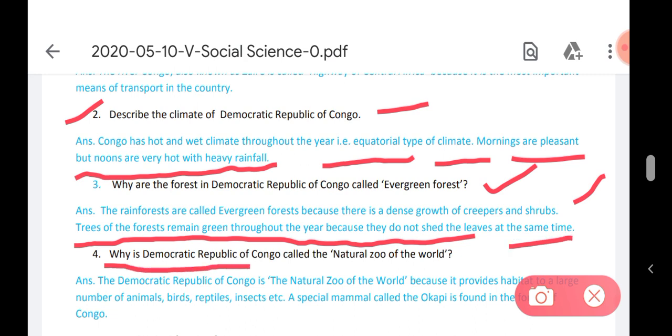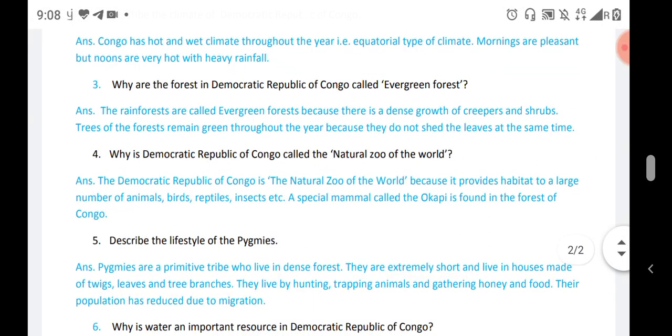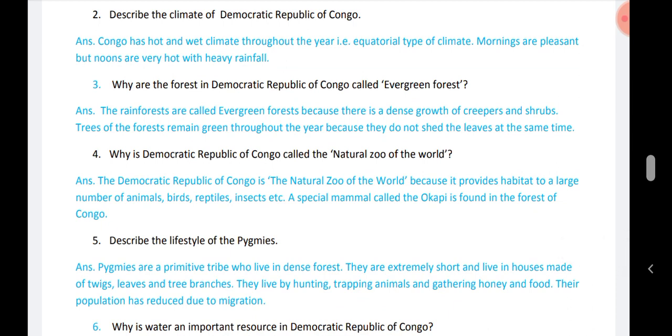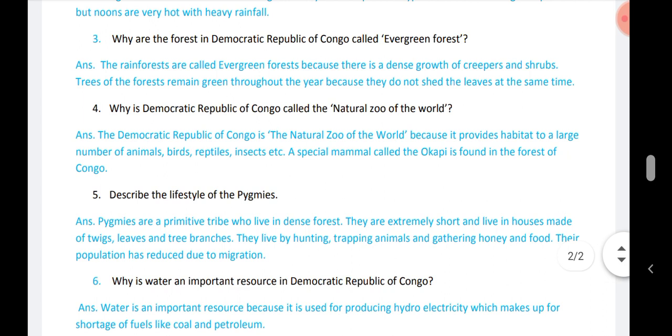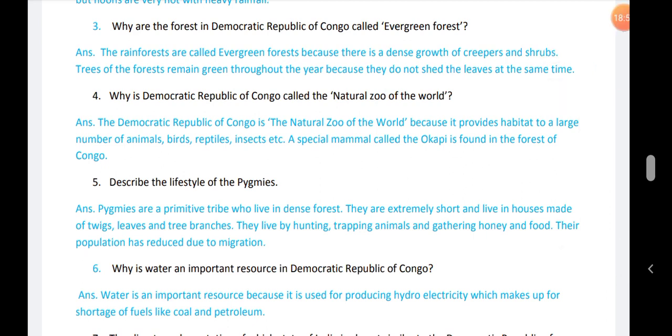Why is Democratic Republic of Congo called the natural zoo of the world? The Democratic Republic of Congo is the natural zoo of the world because it provides habitat to a large number of animals, birds, reptiles, and insects, etc. A special mammal called the okapi is found in the forest of Congo.